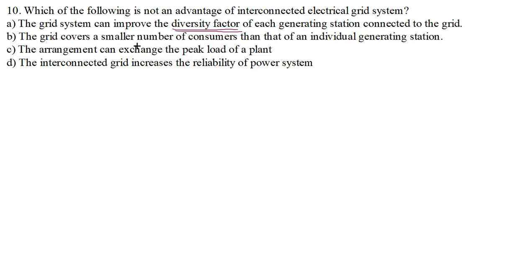Next, the grid covers a smaller number of consumers than that of an individual generating station, which is not correct, because whenever we have an interconnected system, each generator will cater to its own load. So therefore this option is wrong. What is asked is which is not an advantage. So option B is not the advantage. We will check the next two. The arrangement can exchange the peak load of a plant.